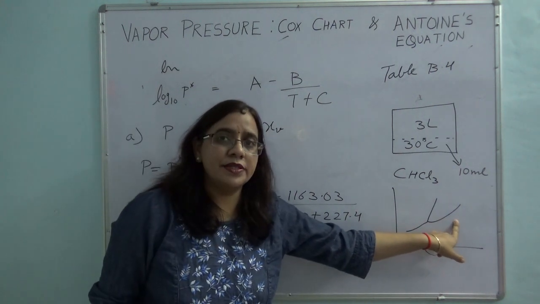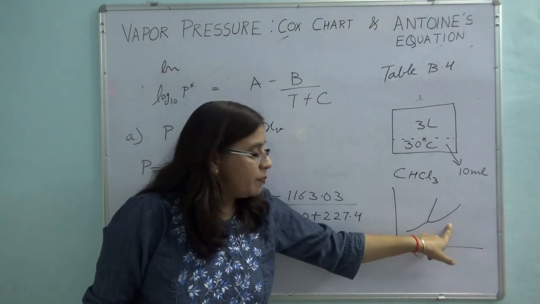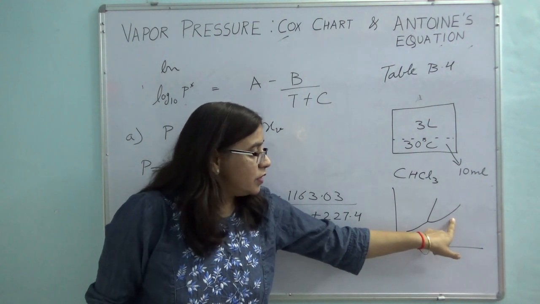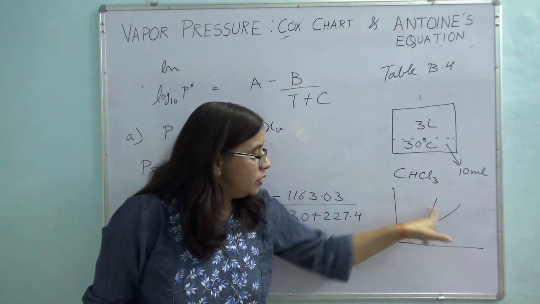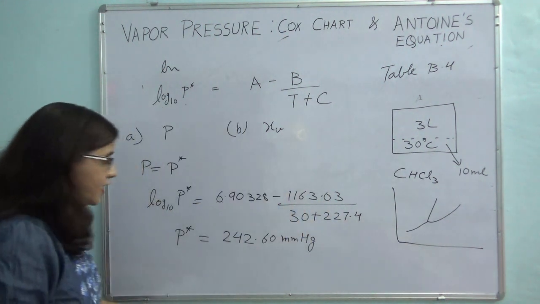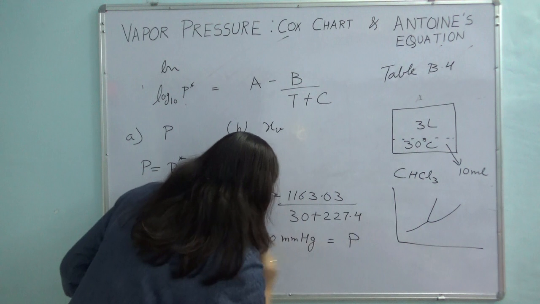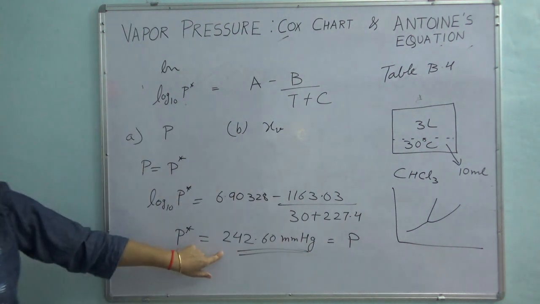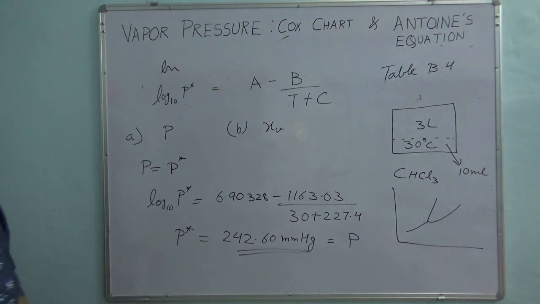Okay, so my P star, that is the vapor pressure, is this much, because this lies on this coexistence line in which the vapor and liquid are in equilibrium. So whatever is the pressure of the system, that is equal to the vapor pressure, for the pure substance. So I am going to directly say that the pressure of the system is equal to the vapor pressure, and that is equal to 242.60 mm of Hg.